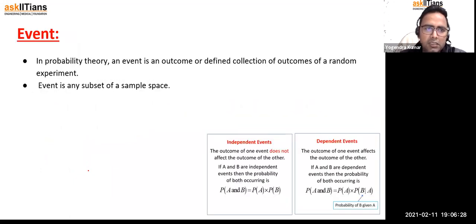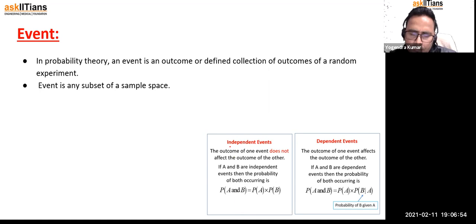So what is an event? In probability theory, an event is an outcome or a defined collection of outcomes. 2 events could be there, right? An event is any subset of a sample space, right? I hope you got it. Any single outcome is an event, or it could be 2 or more outcomes also.